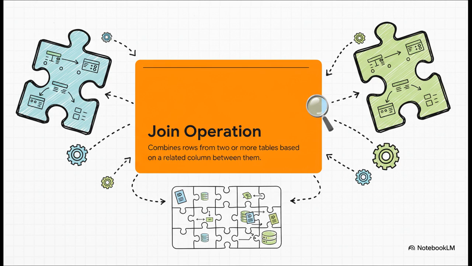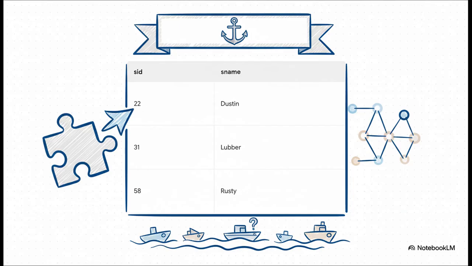It takes these different pieces of information from separate tables and joins them together using a common piece of data, like, say, an ID number. All right, let's see this in action. Here's our first puzzle piece, the sailors table. Super simple. It's got the sailor's name and their unique ID, which we're calling SID. But look closely. There's nothing in here about what boats they've reserved, right?